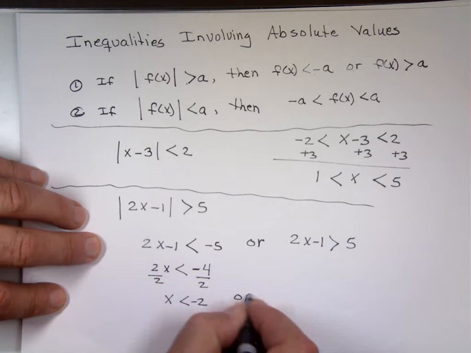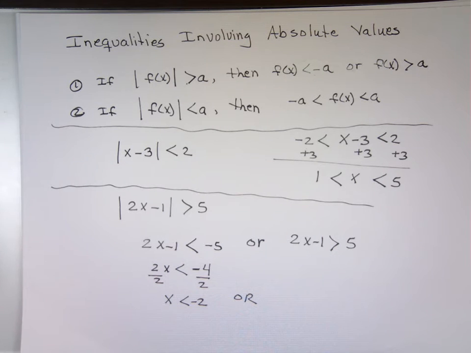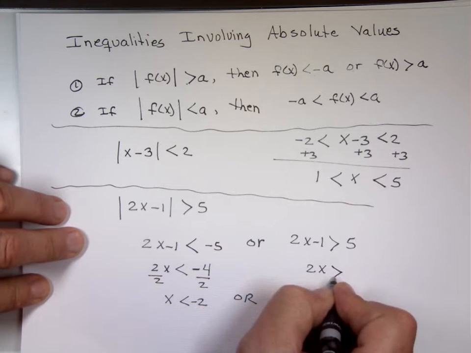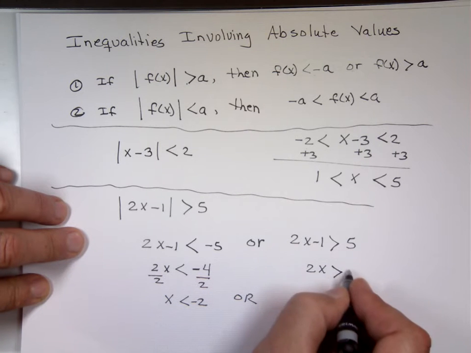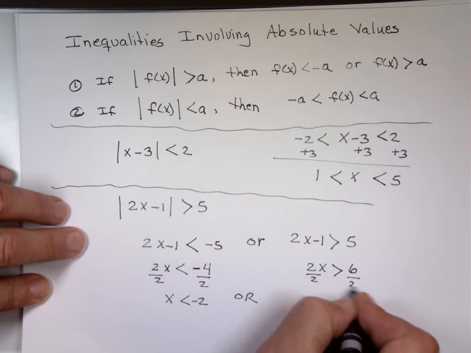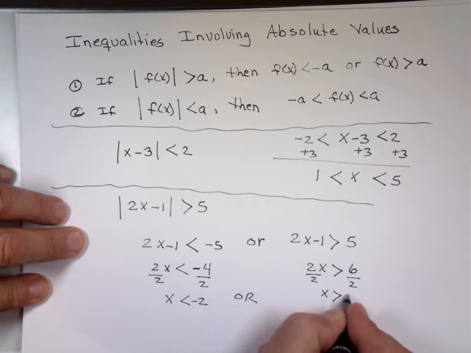Or, take the minus 1 there. 2x greater than what? 5 plus 1, which is 6. Divide by 2. X is greater than 3.